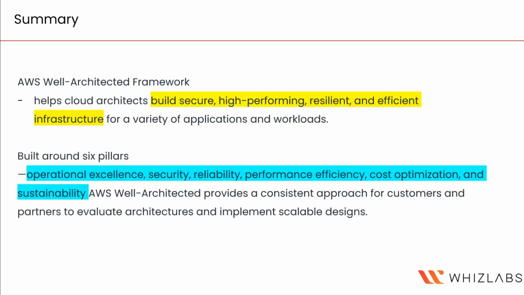Let's summarize what we have learned so far. The AWS well-architected framework helps the cloud architects to build secure, high-performing, resilient, and efficient infrastructure. It is built around the 6 pillars that we have discussed: operational excellence, security, reliability, performance efficiency, cost optimization, and sustainability. So it's a set of best practices which helps the customers as well as the partners to evaluate the architectures and implement the designs.